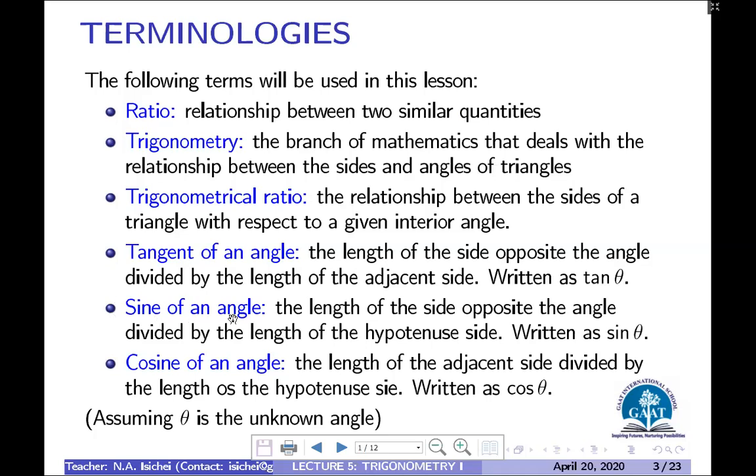Next, sine of an angle means the length of the side opposite the angle divided by the length of the hypotenuse side. In short, it is written as sin theta, suppose again theta is the given angle. Cosine of an angle is the length of the adjacent side divided by the length of the hypotenuse side, written as cos theta, assuming theta is the unknown angle.